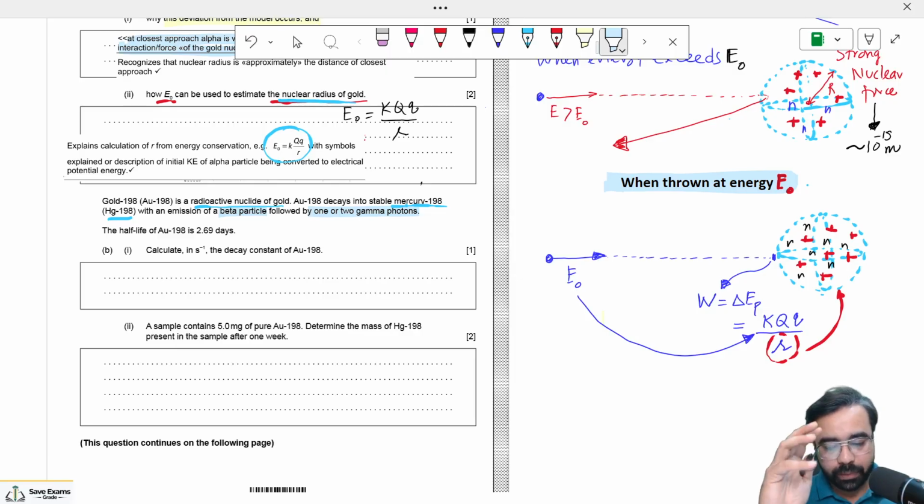The nucleus of mercury is excited. So how does it release that energy? In the form of a gamma photon. And in the first question, we have to find out the decay constant of gold.